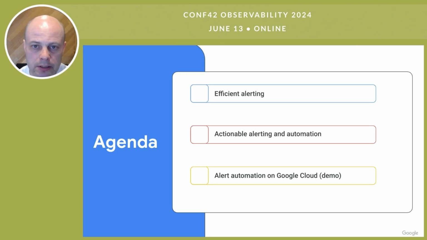Being actionable is one of the properties of efficient alerts. So first we will talk about what efficient alerting is and how we can make our alerts efficient. Then we will look into automating alerts, when it is possible and how to use an alerting solution for automating responses. At the end, I will demonstrate how to implement automating responses using an alerting solution in Google Cloud. Let's begin.